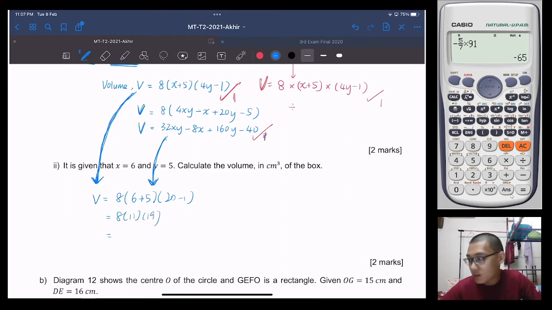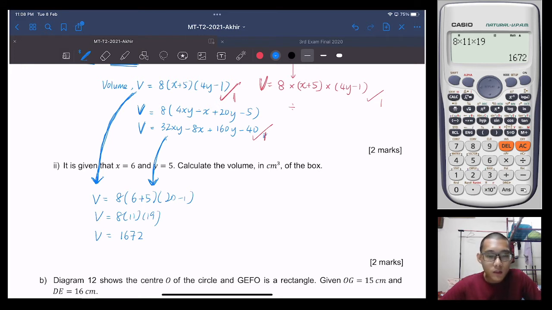So what's our answer? Maybe I use the calculator. 8 times 11 times 19. So we get answer 1672. So is it the final answer we have?